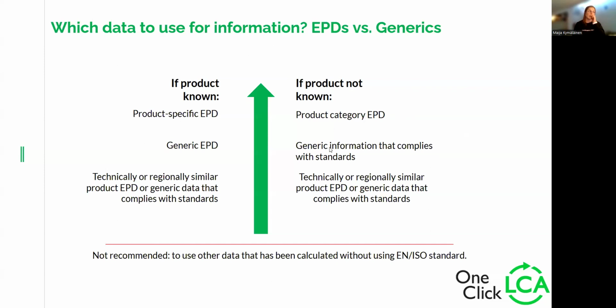then generic information that complies with standards. And as the last step, technically or regionally similar product EPD or generic data that complies with standards. And it's usually not recommended to use any other data than these EN or ISO standard-based data.